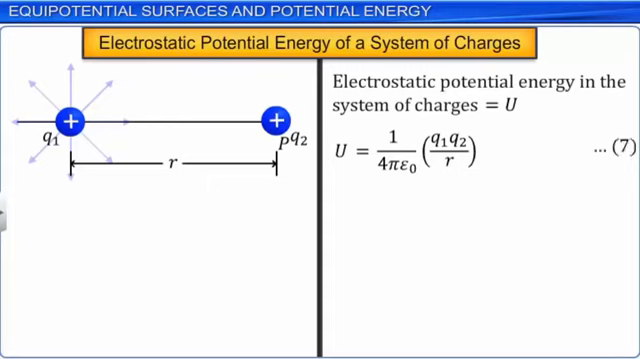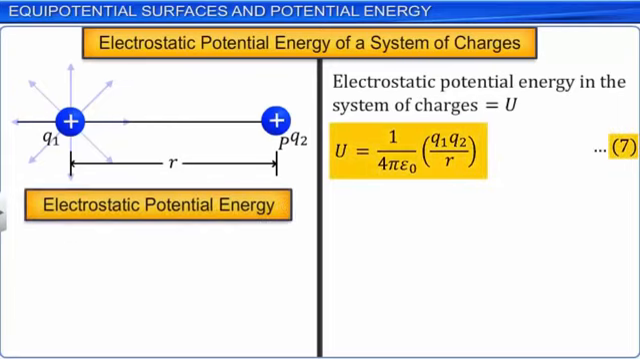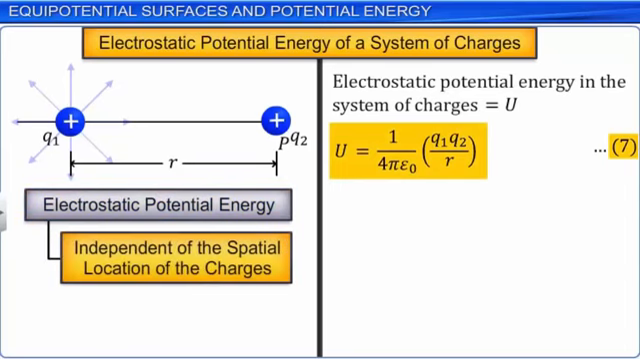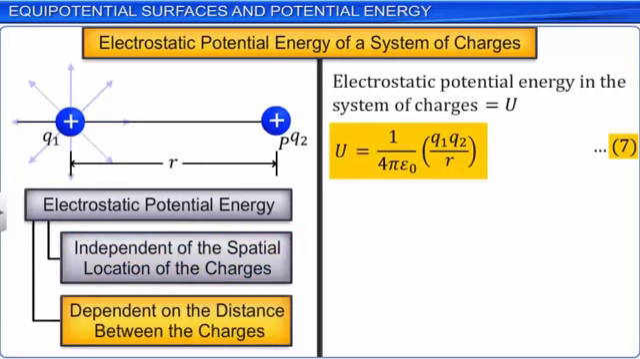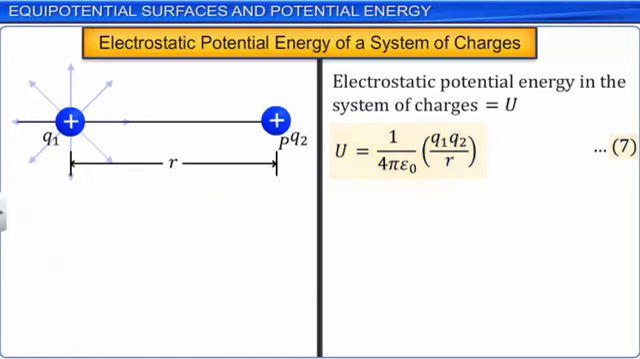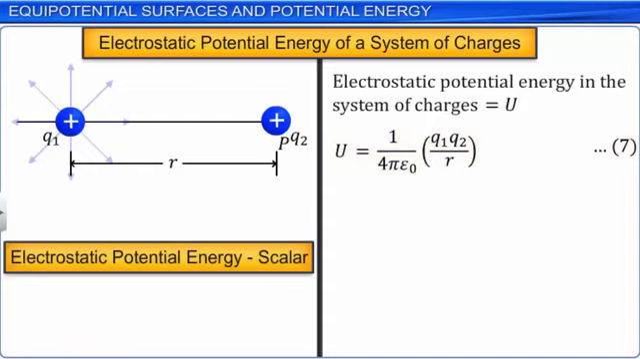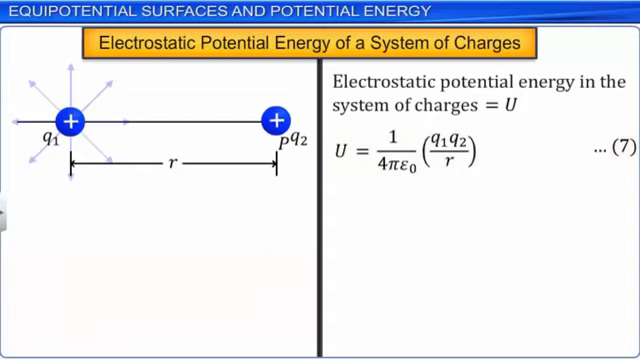From equation 7, we see that the electrostatic potential energy is independent of the spatial location of the charges in a given medium and is mainly dependent on the separation R between the charges. The electrostatic potential energy is a scalar quantity and can be positive or negative depending on whether the product Q1 Q2 is positive or negative respectively in the equation 7.